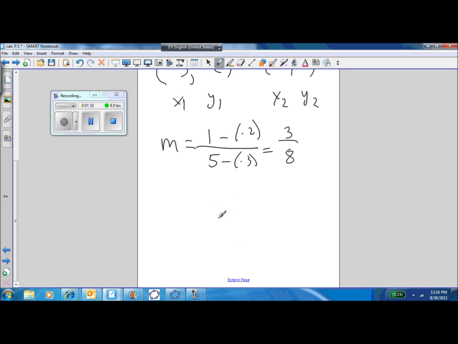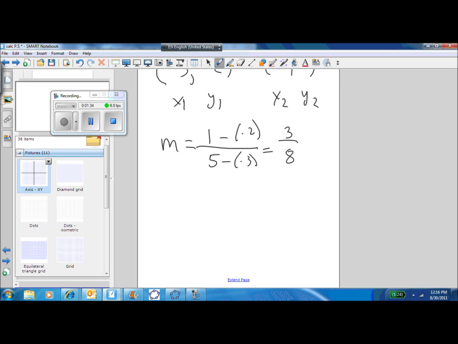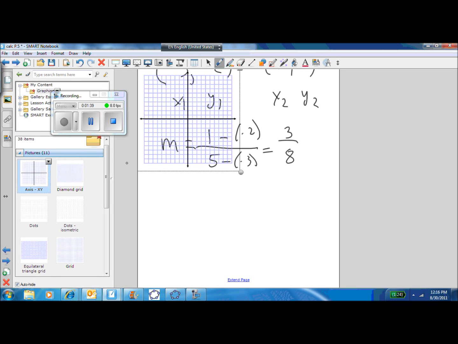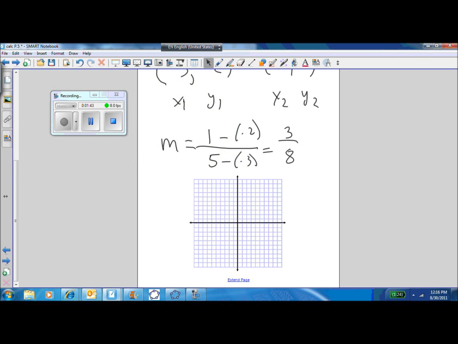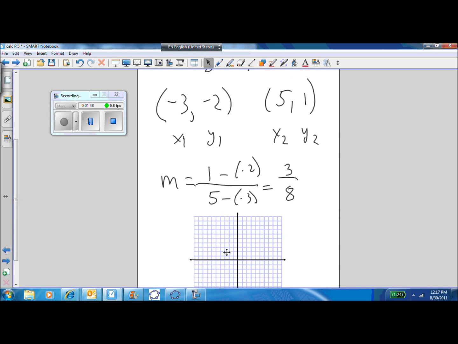And we can check this by looking at a picture. Let's see if this slope makes sense. Another picture: -3, -2, and 5, 1. Yeah, that looks like a shallow slope. It's a positive slope. Sometimes a quick picture can check to make sure you didn't make a little arithmetic mistake along the way.